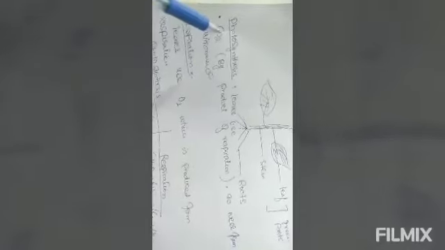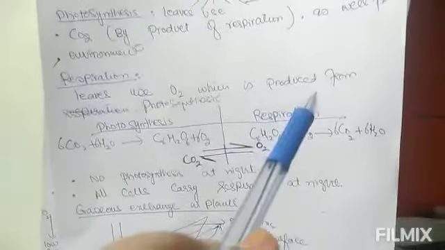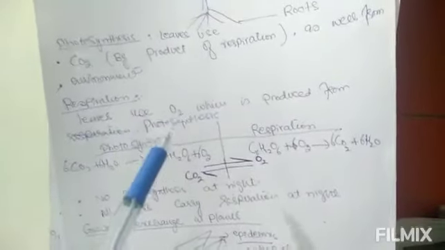So what is photosynthesis? Leaves use carbon dioxide, which is a byproduct of respiration as well as from the environment. They can utilize carbon dioxide released in the environment, as well as the byproduct of respiration taking place in the plants. However, in respiration, leaves use oxygen, which is produced as a result of photosynthesis.